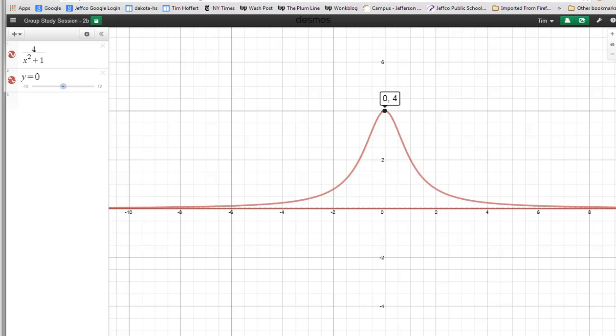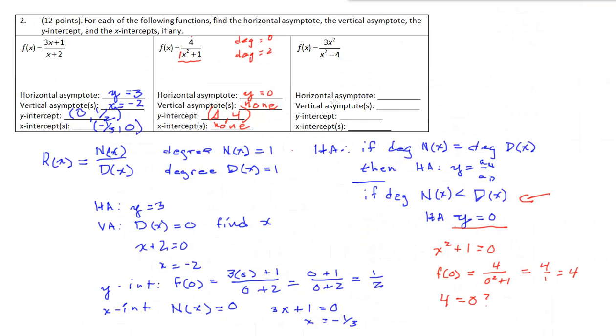Let's take a look at our final problem. The horizontal asymptote, you notice the degree in the numerator and the degree in the denominator is the same. So we look at these leading coefficients. That's 3 over 1. So this is y equals 3. Let's go back here. It's y equals 3.